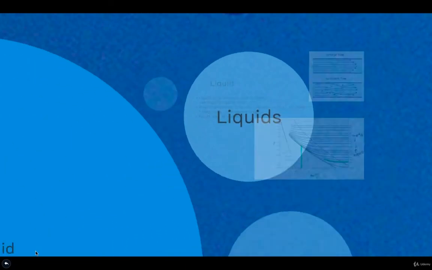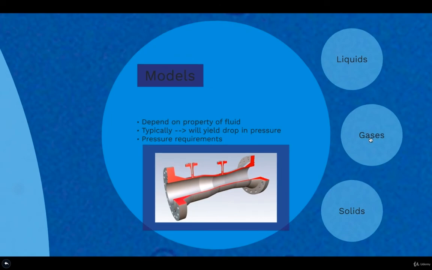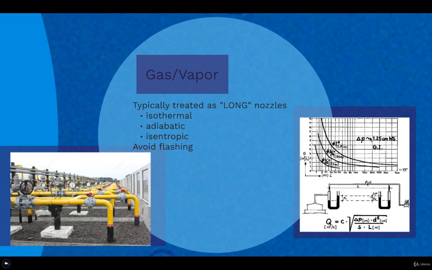Let's go back. Let's see how we do it for gases. And actually, we are analyzing incompressible flow. So let me just give you a very brief overview of gas and vapor transport. So typically we treat them as long nozzles, either isothermal, which implies that, let's say, we have the outside temperature here. The outside temperature is 25 Celsius, so that will be isothermal. So they are moving in an isothermal ambience right here.